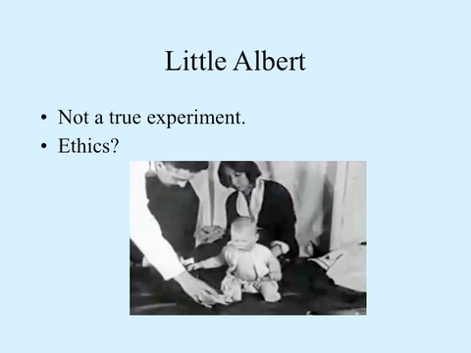And so with enough pairings of loud noise with rat, Watson and Rayner begin to notice that they don't even need to clang the metal pipes together. Just showing the once neutral rat to the baby means that the baby will now start crying. And so you can see that the rat that was once neutral becomes the learned stimulus that causes the same reaction that metal pipes used to cause, right?